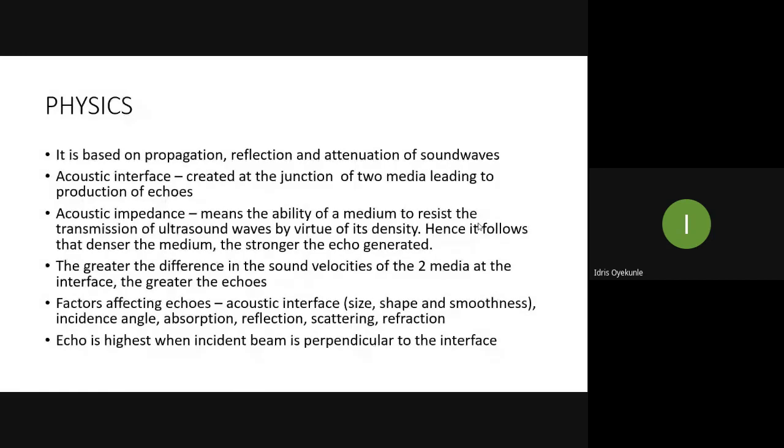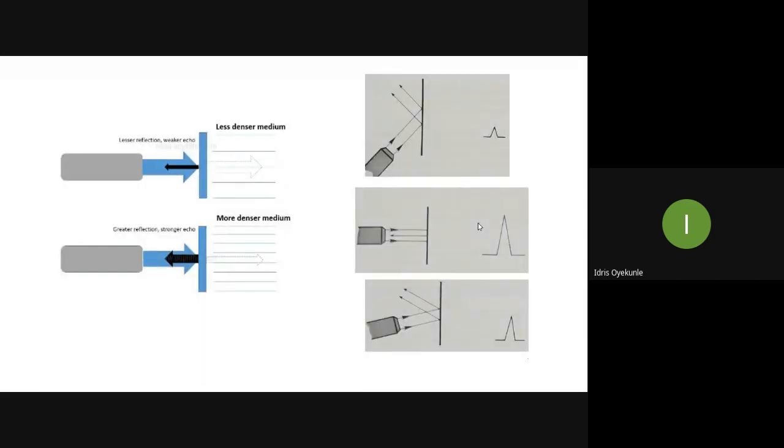The echo is highest when the incident beam is perpendicular to the interface. This diagram here also tries to reflect what I've just mentioned. I hope you can see my pointer. This is a less dense medium, and when the sound waves are transmitted to this less dense medium and the interface here, the less the density of the medium, the weaker the echo projected. Whereas in a much more dense medium, the echo is stronger.